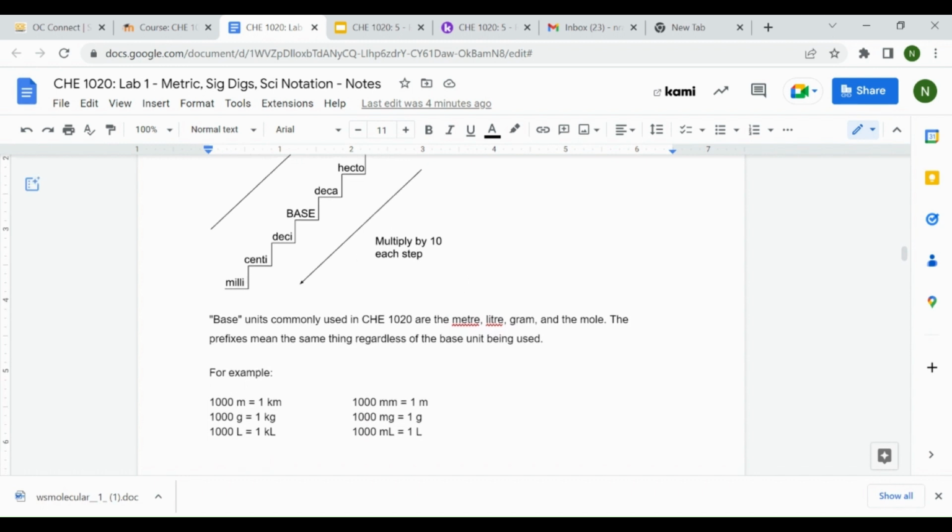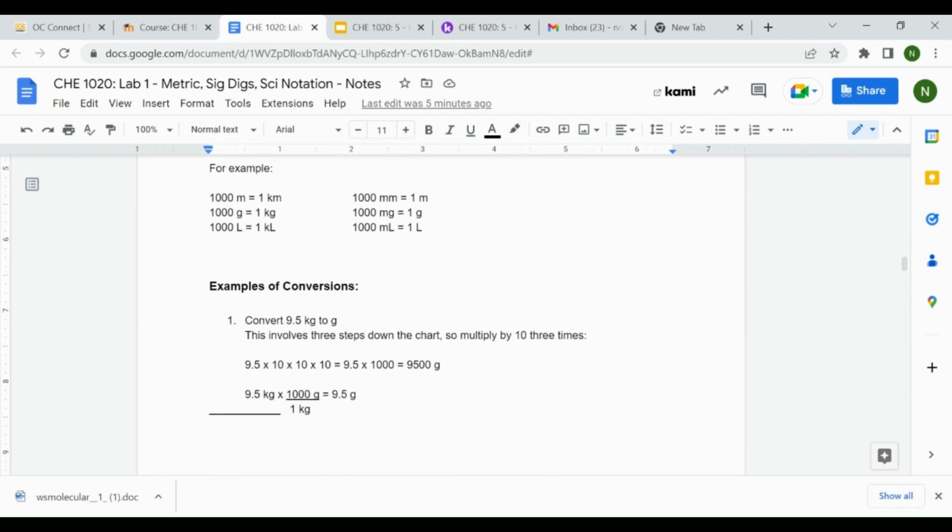So let's take a look at the examples on the right-hand column. I have 1,000 millimeters. Now, 1,000 millimeters puts me at the very bottom of the staircase right here. And I want to convert that to meters. So here's my millimeters. 1 step up would be centi. 2 steps up would be deci. 3 steps up would be back to meters, or the base. So in this case, I would take my 1,000 divided by 10, divided by 10 again, divided by 10 again, and I'd end up with 1 meter. And the other two examples involving milligrams to grams and milliliters to liters are done the same way.